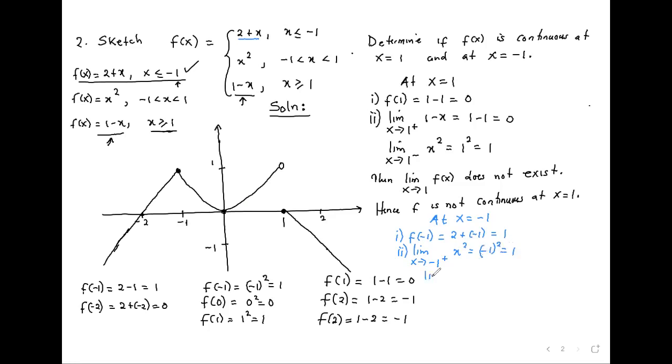We also check for the limit as x goes to negative 1 from left. If you're coming from left, going to negative 1, the only function that you'll be meeting is this function here, and this function is 2 plus x. It's a line of 2 plus x, so we use it, giving us 2 plus negative 1, which is equal to 1.